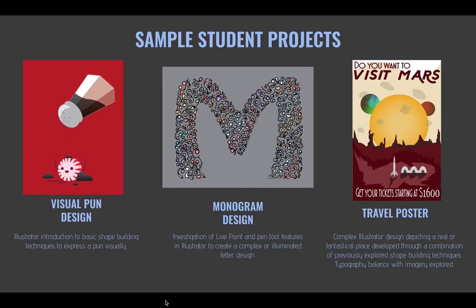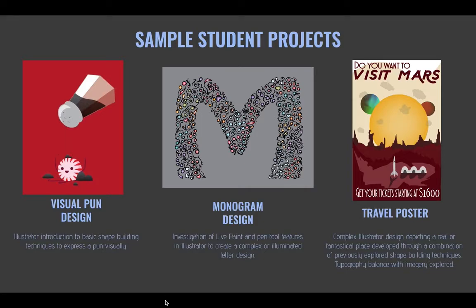So next, let's take a look at some of the assignments that students will be working on this semester. First, we start off with a crash course in Adobe Illustrator, and we learn the difference between raster and vector and the different types of software. Photoshop is more of a raster-based piece of software, where Illustrator is more vector-based. So we jump in and learn how to use the shape tools and some of the many functions in Illustrator so that they can build up to be able to do their first project, which is the visual pun design. That's our introduction to basic shape building and techniques, and how to express a pun visually.